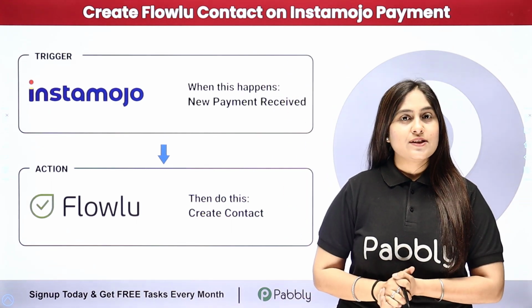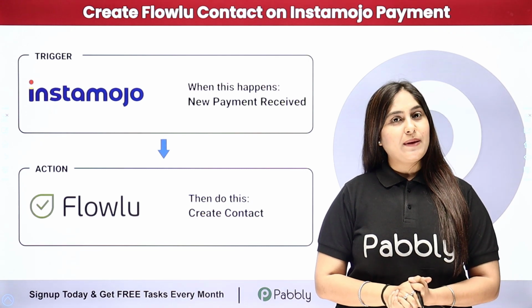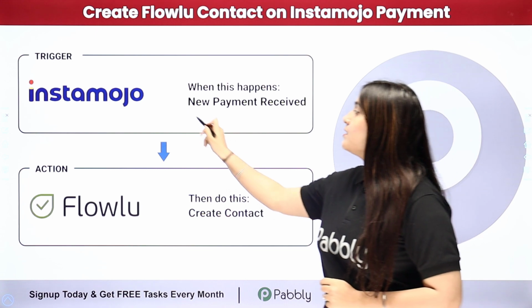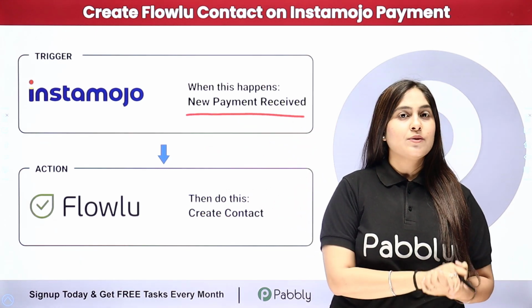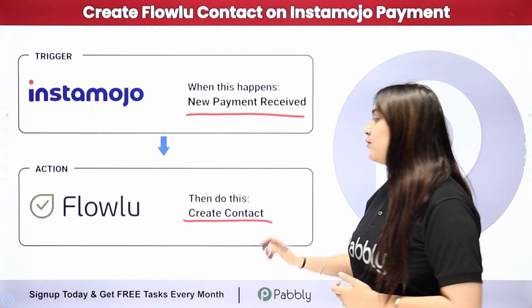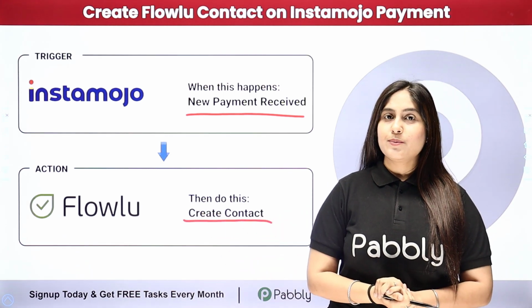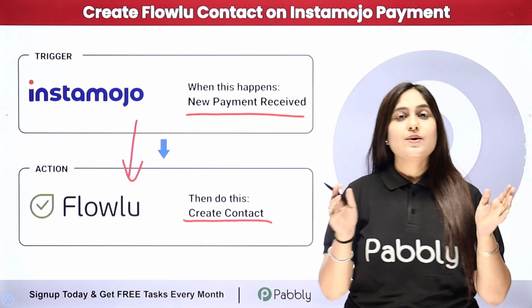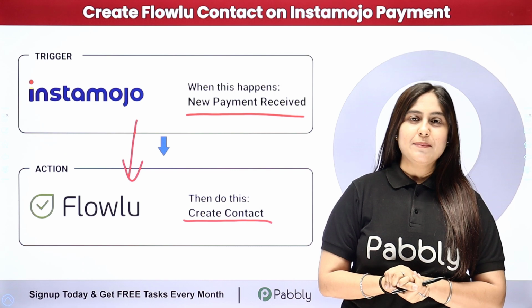So I run an online store and I am using Instamojo as my payment gateway to receive new payments. So here my objective is that whenever I receive a new payment through Instamojo, then automatically the person who has made the payment should be created as a new contact in my Flowlu account. So now here to automate the entire process, I need to connect my Instamojo with my Flowlu account using an automation software named Pabbly Connect.